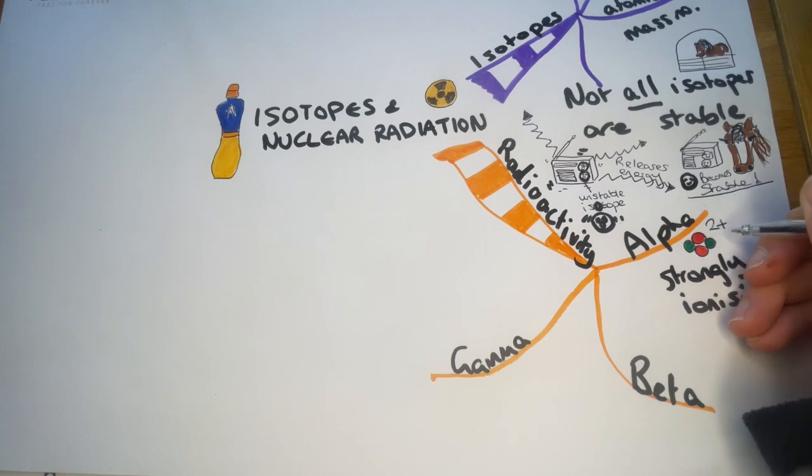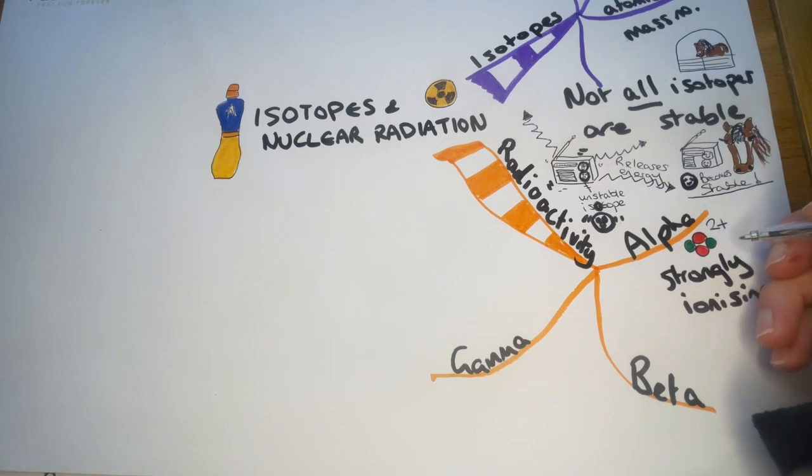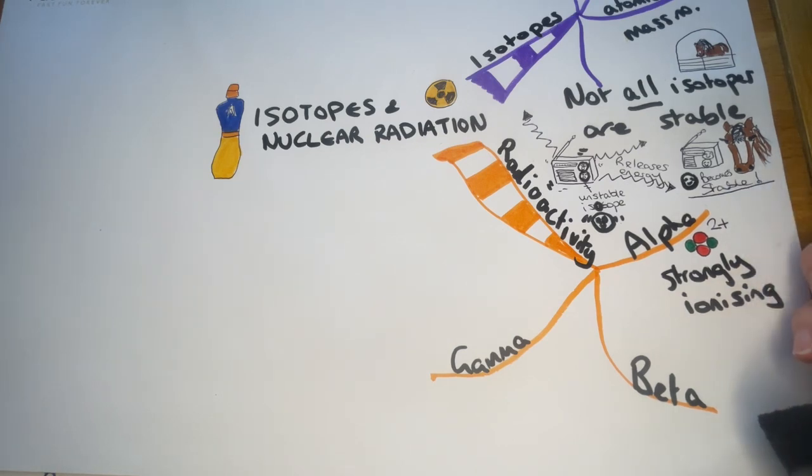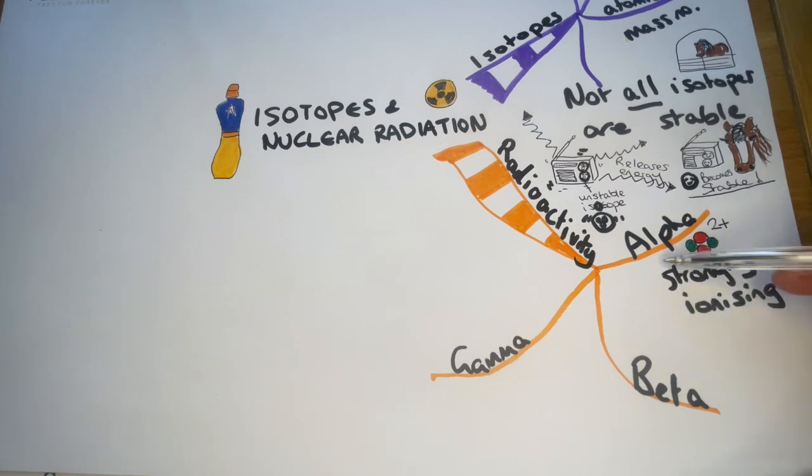And this makes it really effective at interacting with nearby electrons. So as this alpha particle moves through a material, it attracts negatively charged electrons from the outer shells due to its positive charge, yeah? The electrons are pulled away from the atoms, leaving the atoms as positively charged ions, which is why this process is strongly ionizing, because it creates positively charged ions.